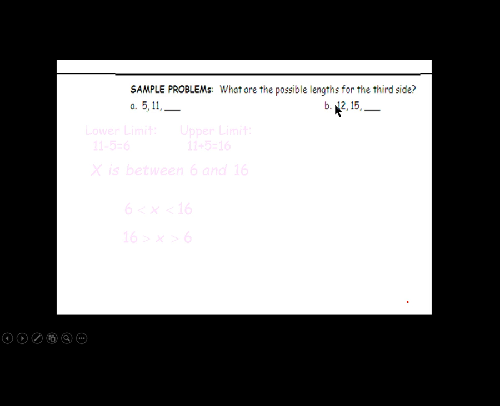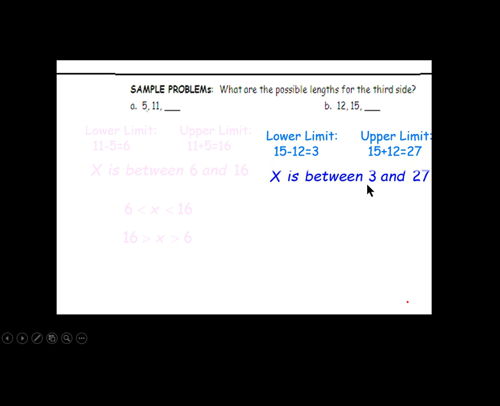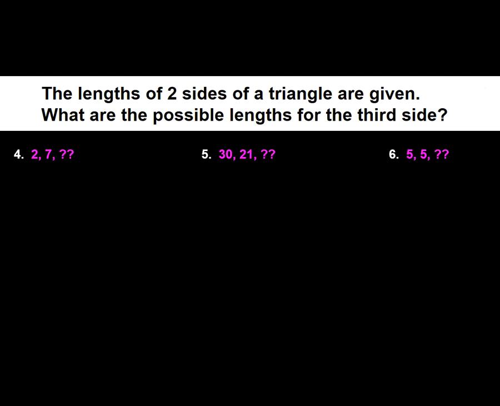Okay, for this problem, we're simply going to find the upper and lower limit by just adding these numbers and subtracting these numbers. The lower limit, 15 minus 12 is 3, so our third side has to be more than 3. And the upper limit, 15 plus 12 is 27. The biggest side has to be less than 27. So we say our answer has to be between 3 and 27, which we write like this. X is between 3 and 27. And again, you could write it this way or this way. So take a moment and try to find the possible answers for the third side in each of these problems.